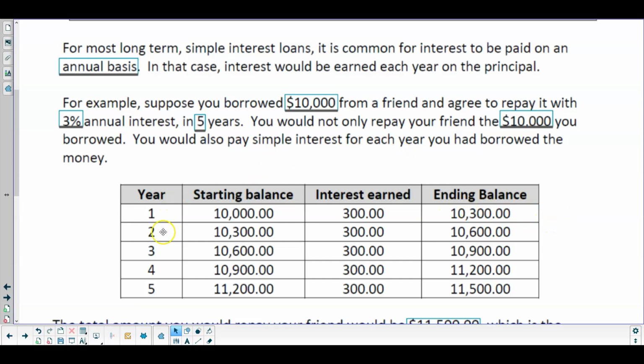After year 2, we take that $10,300 and we do the calculation again. Again, it's going to be another $300 that gets added to your total balance. So now you owe them $10,600.